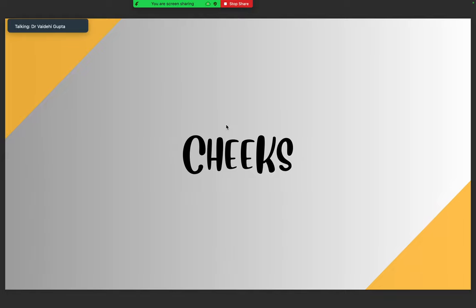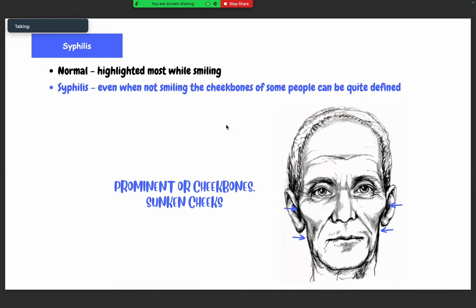Cheeks. In Syphilis, there is nothing mentioned about Psora and Sycosis, but here only Syphilis is mentioned. Normally, the cheeks are highlighted mostly while smiling. When we smile, the cheeks are highlighted, but in Syphilis, even when not smiling, the cheekbones of some people can be quite defined. So normally the cheek will highlight while smiling, but in Syphilis it will always be there. Whether the person smiles or not, the cheekbones are prominent.